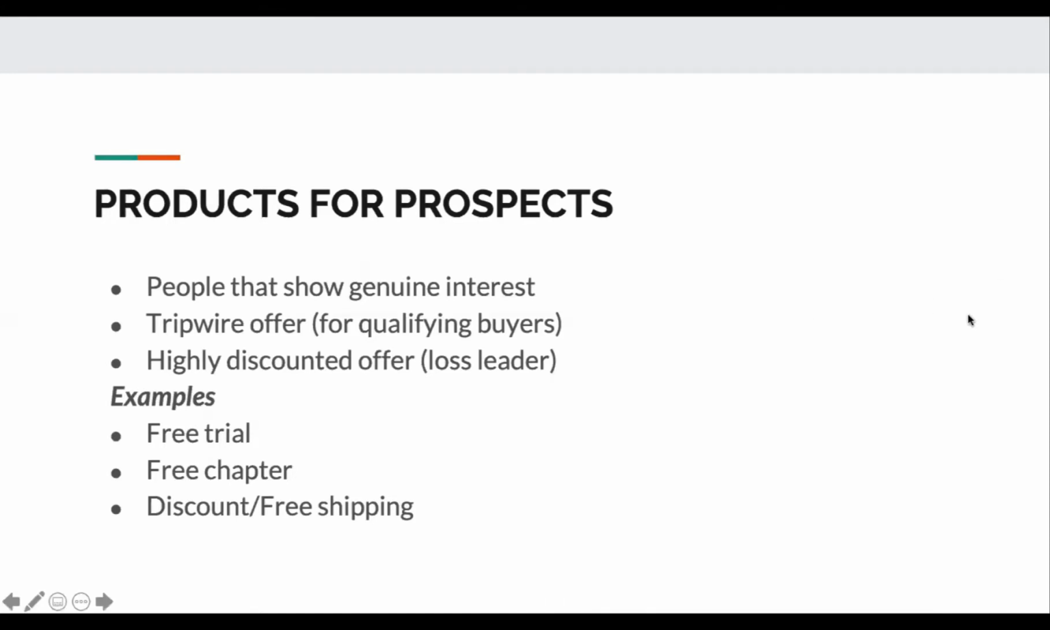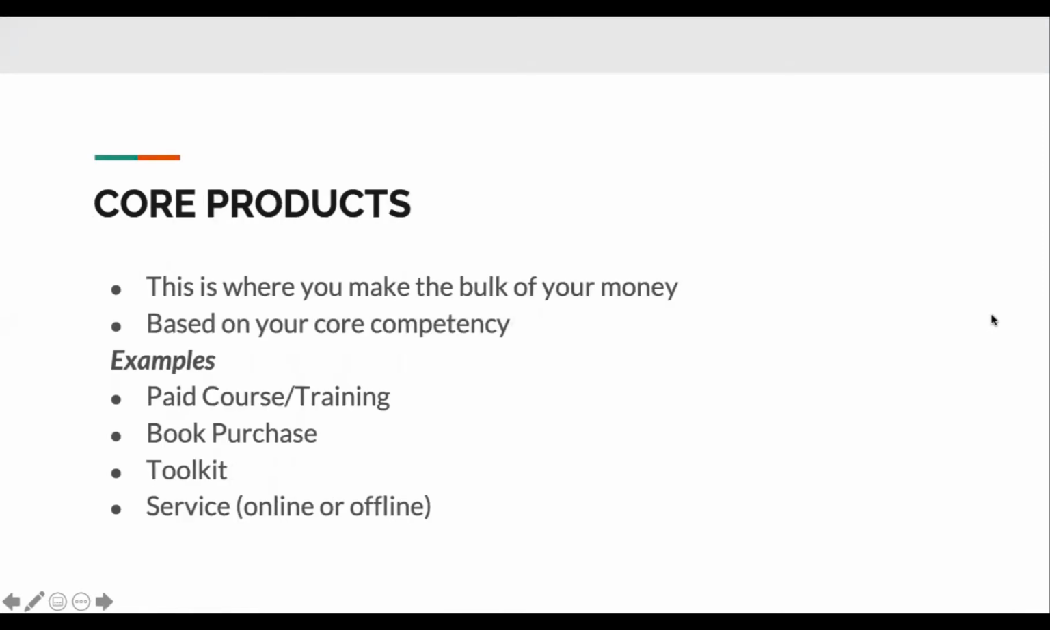So that's products for prospects. Now let's say core products. Your core product is the main thing that brings you money. It is where you make the bulk of your money. It is what you are in business for. Without it, you are not in business. It's the main competency you have. It's the main money-making venture that you have in your business.